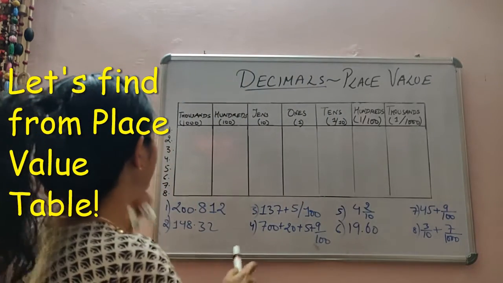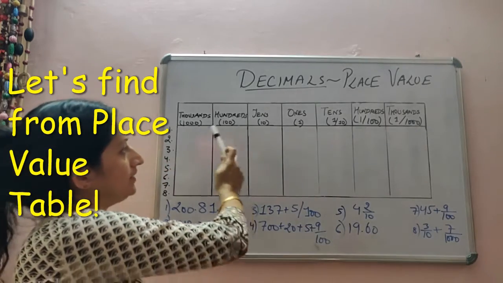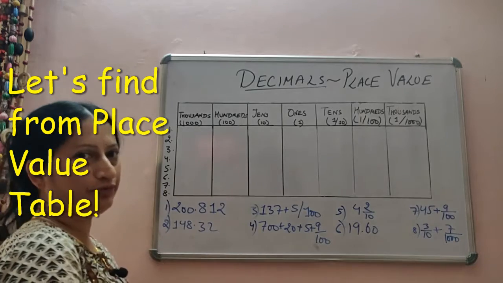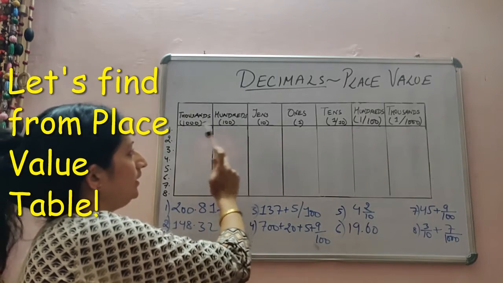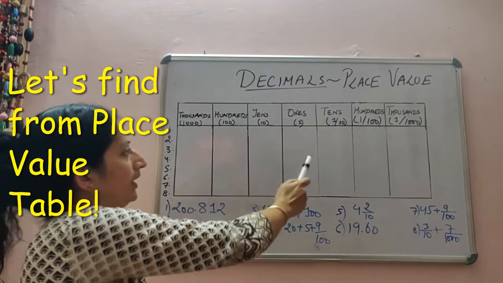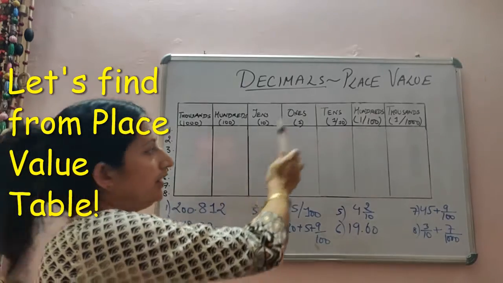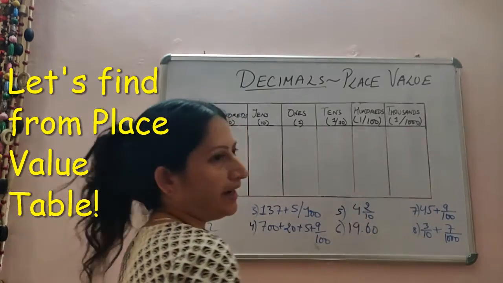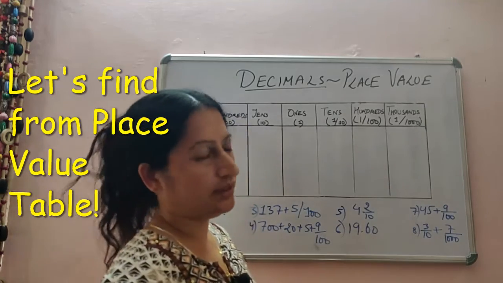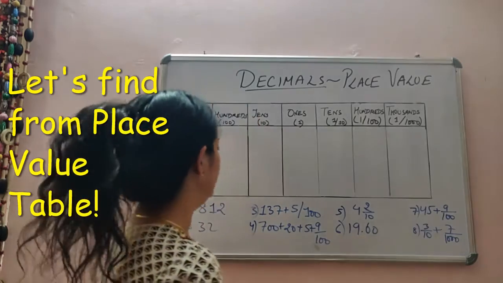So we have these numbers written here, and this is your place value table. In the place value table, you first have to understand that I have written 1000, 100, 10 and 1. These are the whole number part till ones. And this is the decimal part, that is 1 by 10, 1 by 100 and 1 by 1000. The values occur like this after the decimal.